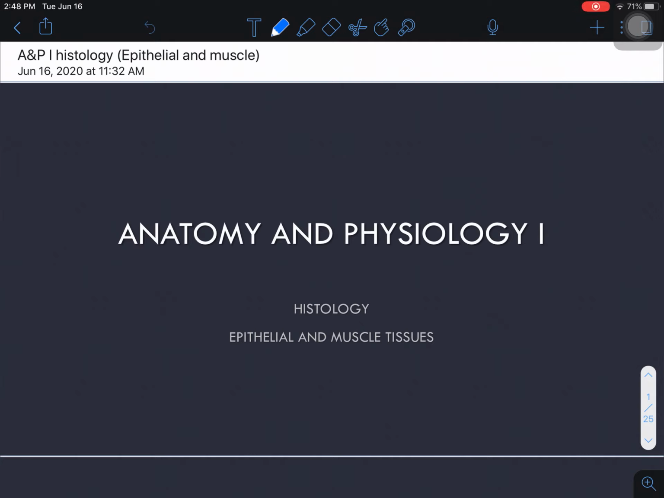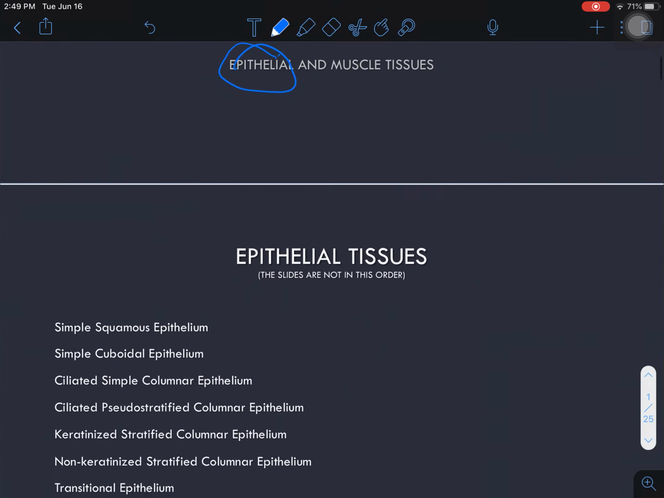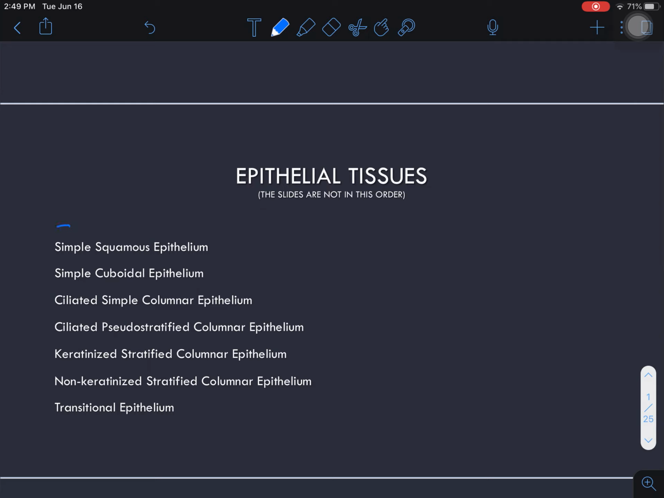Alright, we're going to start your first histology video. We're going to be on epithelial tissues, and today we're going to talk about simple squamous and simple cuboidal epithelium. First, we're going to talk about those names.